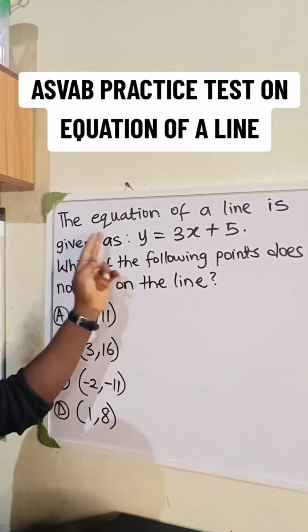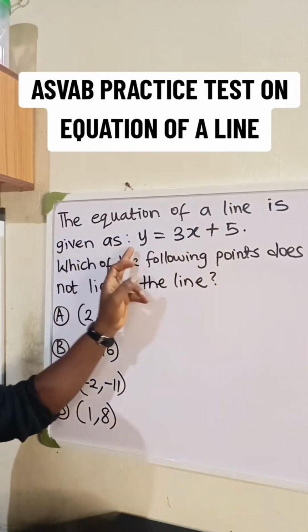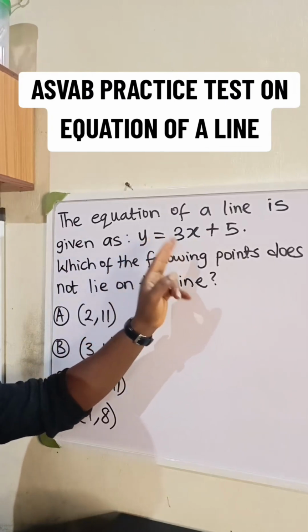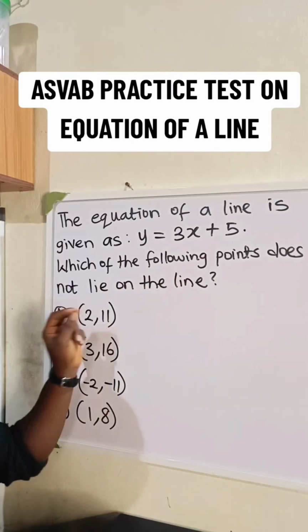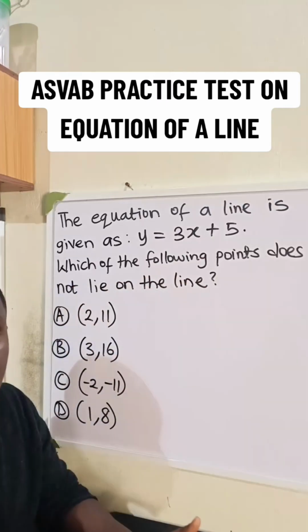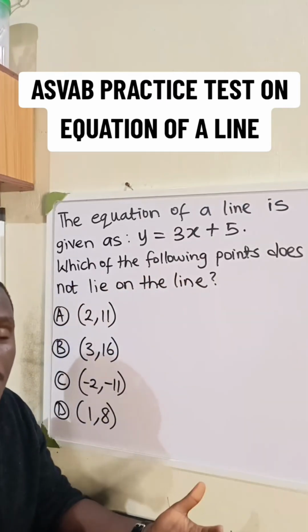The question says that the equation of a line is given as y is equal to 3x plus 5. Which of the following points does not lie on the line? So this is a very simple question involving the equation of a line.